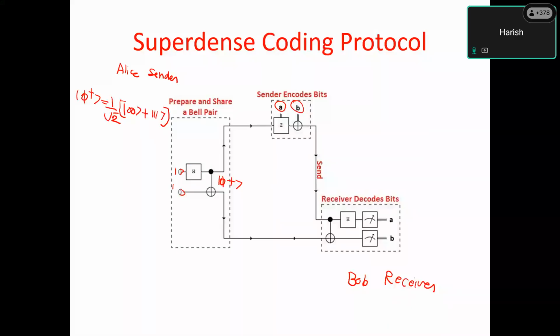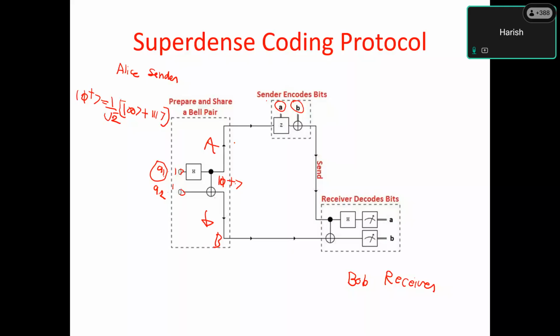Now there are two qubits. Let's call them qubit 1 and qubit 2. They may be implemented by a photon or any other subatomic particle. Suppose it is implemented by a photon. Qubit 1 is sent to Alice, and qubit 2 is sent to Bob. These are entangled in the phi plus state. One qubit is sent to Alice, the other qubit is sent to Bob.